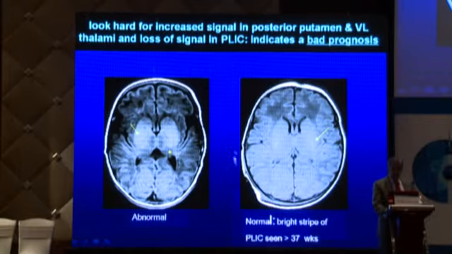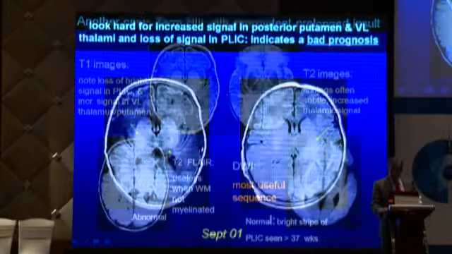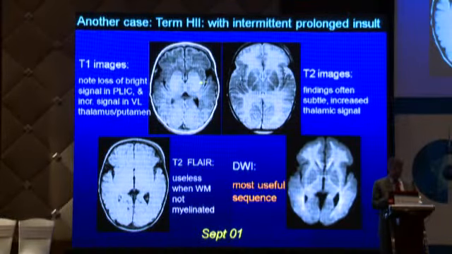Just to show you a normal T1 bright stripe, normal myelination, and this is what, before the advent of diffusion, we used to use as a sign for very profound hypoxic ischemic injury, where the ventrolateral thalami and the posterior putamen became bright on T1 images. Another patient with significant injury to the brain from hypoxic ischemic injury, similar pattern of T1 images. The T2 shows some edema in the thalami.